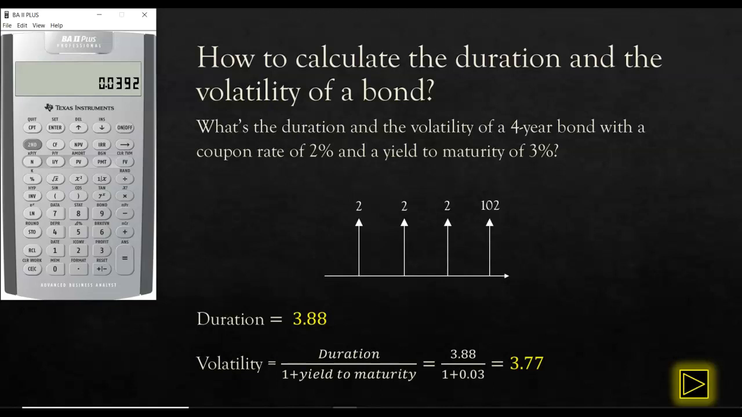So this is basically how you calculate the duration and the volatility if you have to use the TI BA II Plus to run the calculation.